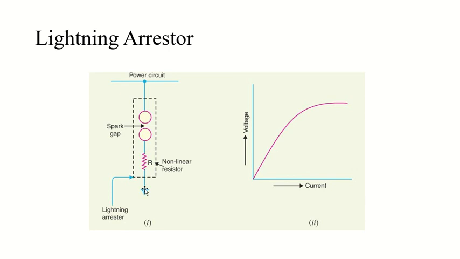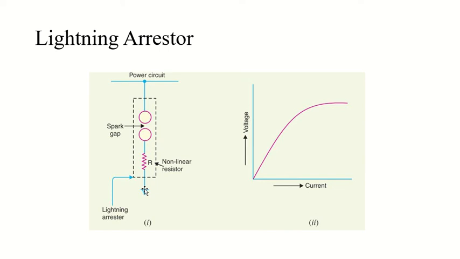The length of the gap is such that the normal line voltage is not enough to cause an arc across the gap, but dangerously high voltage will break down the air insulation and will form an arc. And the property of the non-linear resistance is that the resistance decreases as the voltage increases or the current increases, and vice versa, right? If the voltage and current are decreasing, the resistance will increase.